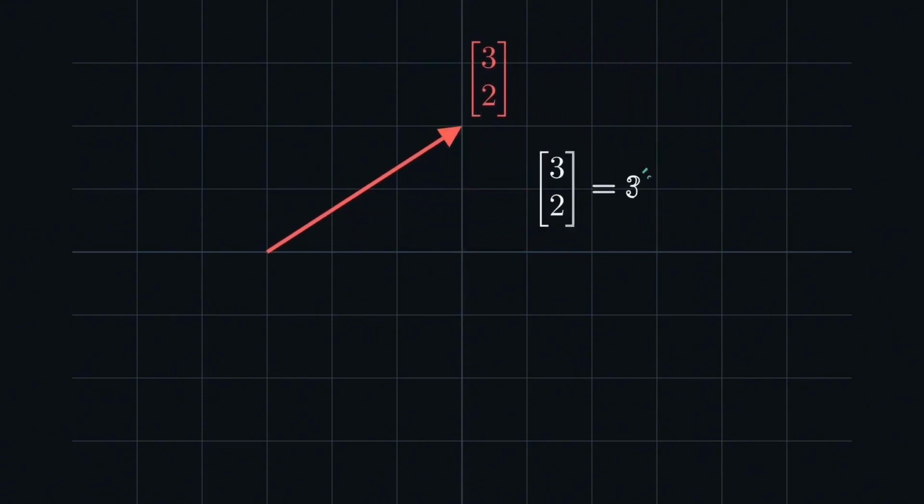To understand what a matrix actually represents, we need to start with vectors. Take the column vector 3, 2. Geometrically, this is an instruction. Move 3 steps along the x-axis and then 2 steps along the y-axis. But there's a more revealing way to write it.